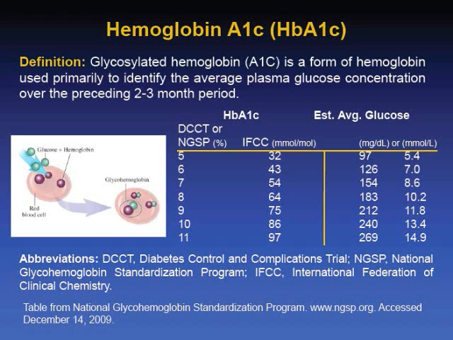Hemoglobin A1c can be reported as a percentage in NGSP or DCCT units, or in IFCC units, in millimoles per mole. DCCT stands for Diabetes Control and Complications Trial. NGSP stands for National Glycohemoglobin Standardization Program, and the IFCC stands for the International Federation of Clinical Chemistry. The corresponding estimated average glucose values are shown on the table. The estimated average glucose can be reported in either milligrams per deciliter or millimoles per liter.